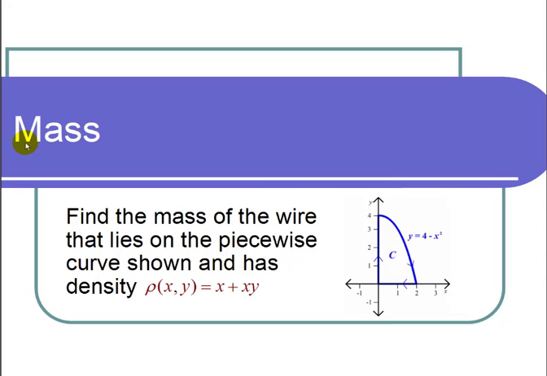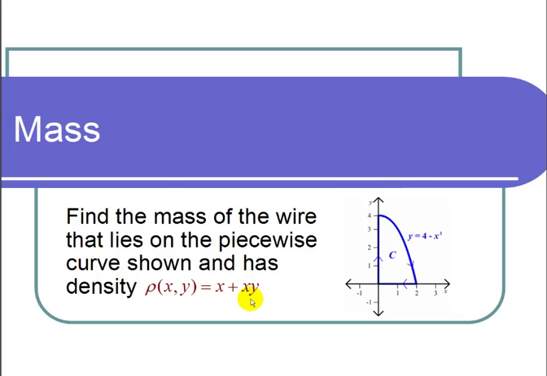This is a video on mass. The question states, find the mass of the wire that lies on the piecewise curve shown and has density rho of x, y equal to x plus xy.